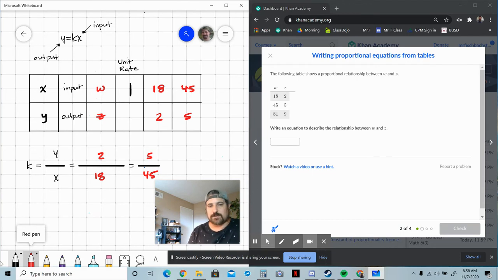So 10 times 5 is 50, and 8 times 5 is 40, so that's 90. So this is a product of 90. This is also a product of 90. 2 times 45 is 90. So the cross product is true. These are proportional relationships, all the rates staying constant.